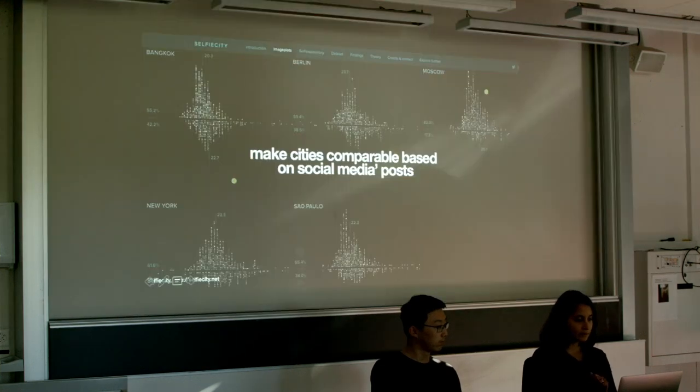The next example is make cities comparable based on social media. This is a project called Selfie City. We bring it like this because it's not as common as we think. When we think of a model, we always think that it should be projected on space, but I think this is also a model. The database they use is posts from social media, but over a time lapse for many cities. By that, the researchers were able to compare many cities at the same time to know which were the keywords or the key objects that were presented.